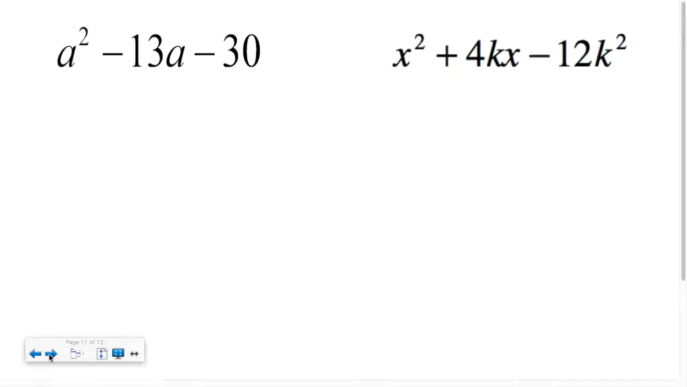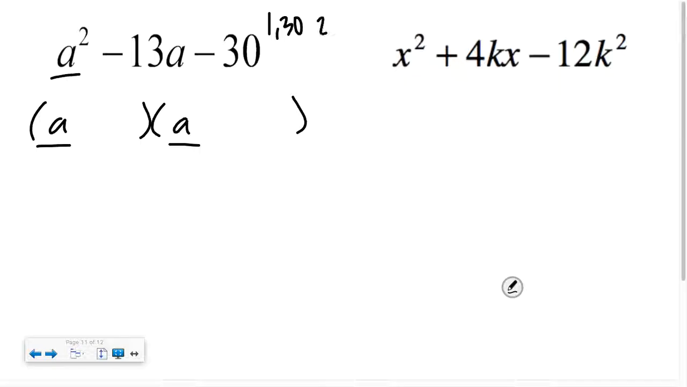A squared minus 13a minus 30. Any GCFs here? No. Signs different or the same? Different. They have to be different since your last term is negative. When they're different, I don't like to put them in yet. Something times something that will give me a squared. A and A. 30. 1 and 30. 2 and 15. 3 and 10. Oops. 5 and 6. They have to make 13.